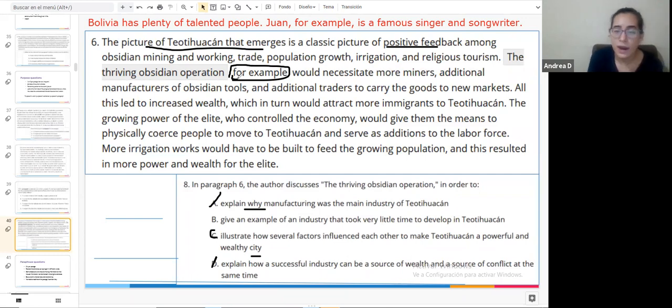And if you're asking what this example is about, it's about the first thing that you have. So one is an example of how Bolivia has talented people, and the thriving obsidian operation is an example of how Teotihuacan is a picture of positive feedback among different factors. Okay, guys? I don't know if that makes sense.